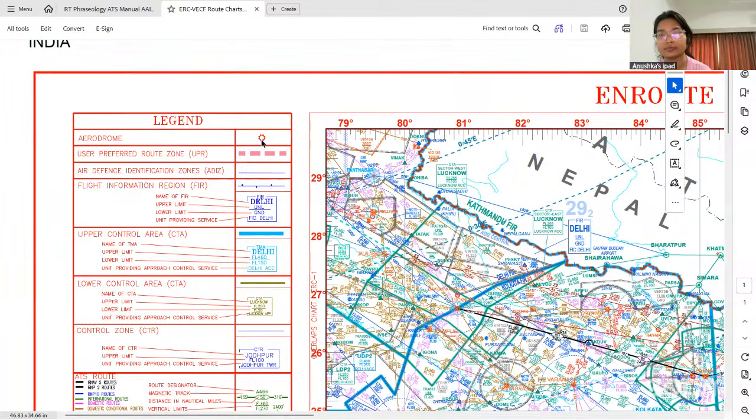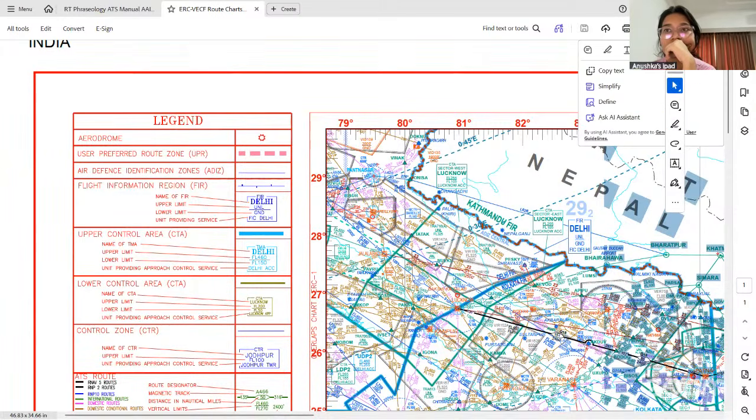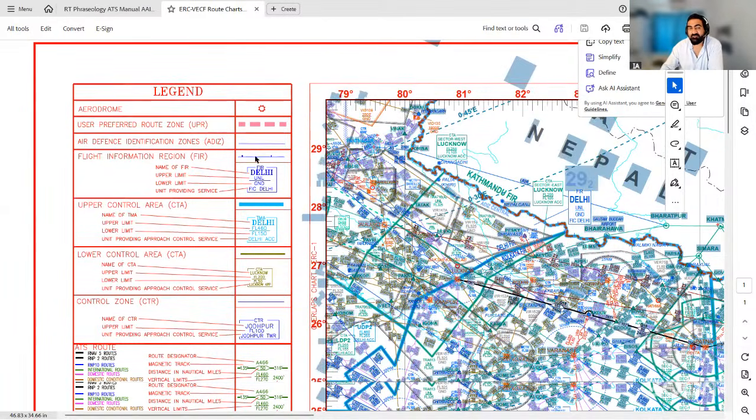So the circular stars are our aerodromes. Is this what we're talking about? The six-sided star? Not the blue one. Very good. Remember the color. Just give it a second. And then user preferred route zone for these dashes. We have not seen these thick red dashes.